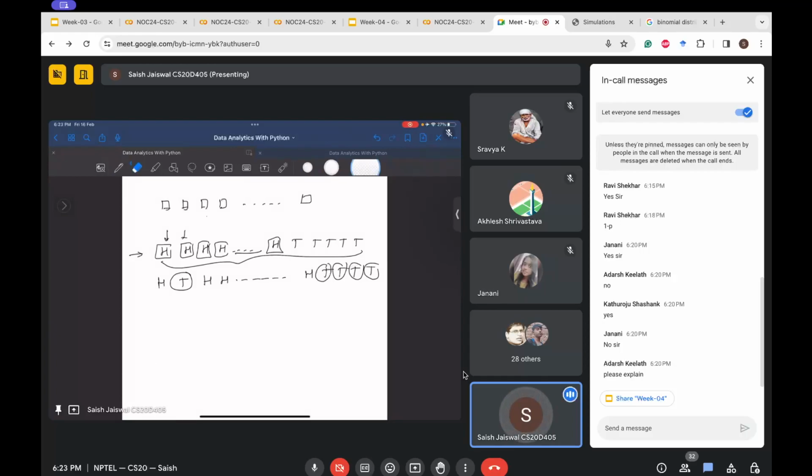In the first case it was H 15 times followed by 5 times tails. In this case it can be H, T, then followed by 14 times H and then 4 times T. So what will be the probability again? P into 1 minus p into p and so on, into 1 minus p into 1 minus p and so on. Is this clear for this kind of arrangement?